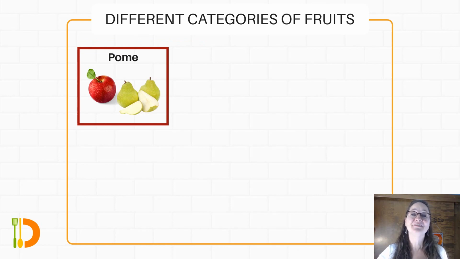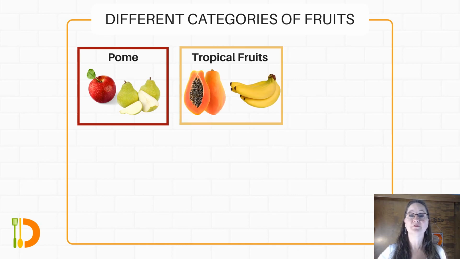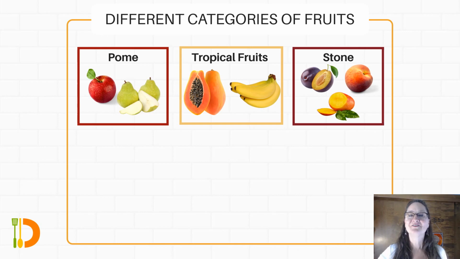Let us first review the different major categories of fruits. Pome, which includes fruits with a core, such as apples, pears, and quince. Tropical fruits, which are grown in warm climates such as papaya, bananas, mango, pineapple, star fruit, dragon fruit, and many more. Stone fruit, which includes fruit that has one large pit or stone in the center, such as plums, peaches, nectarines, cherries, and apricots.